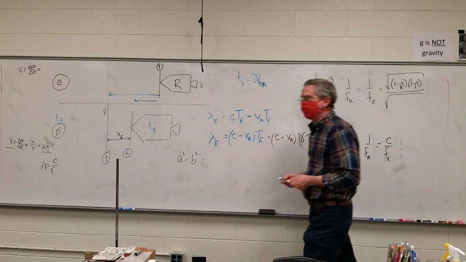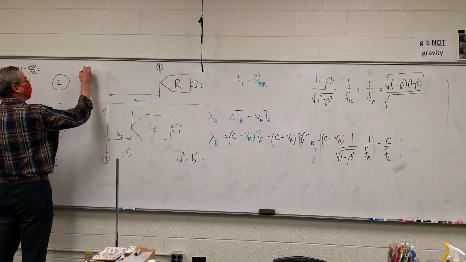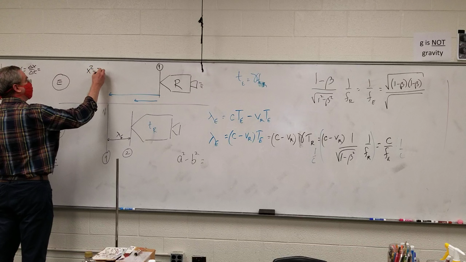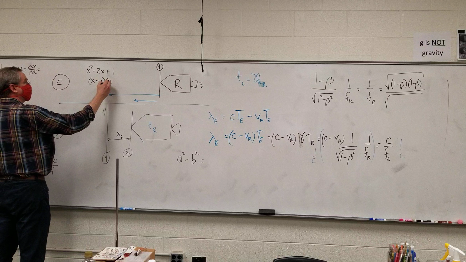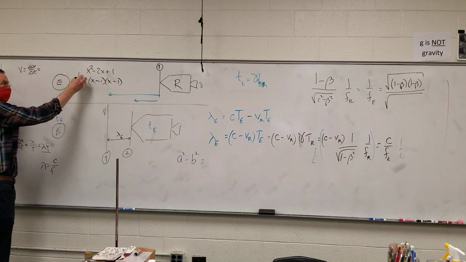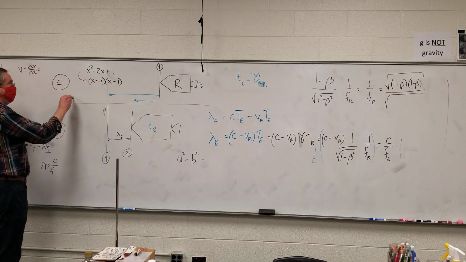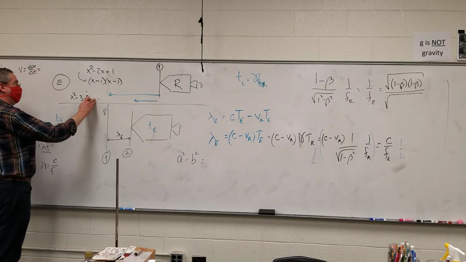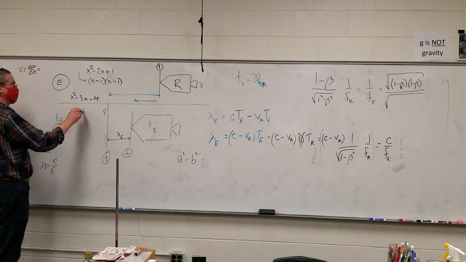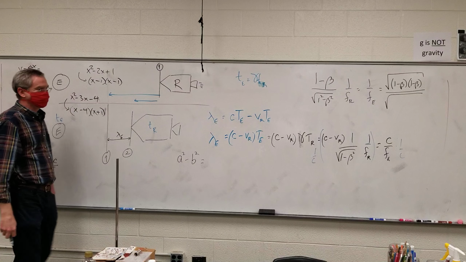Foiling is the inside-outside thing. If I had x squared minus 2x plus 1, I would factor it into x minus 1 times x minus 1. That's factored when you go from this way to that way. X squared minus 3x minus 4 would be x minus 4, x plus 1.